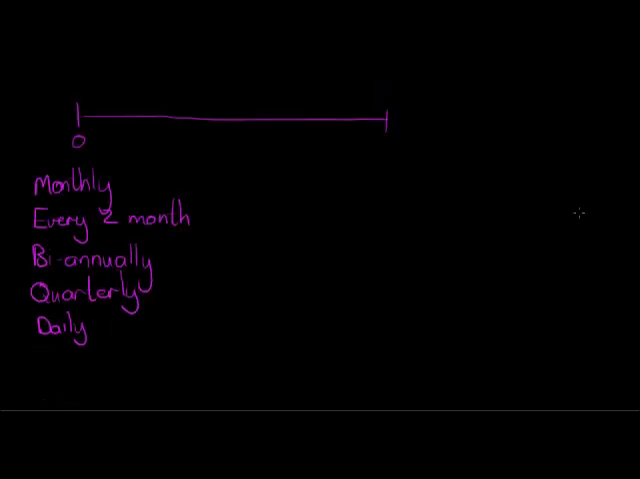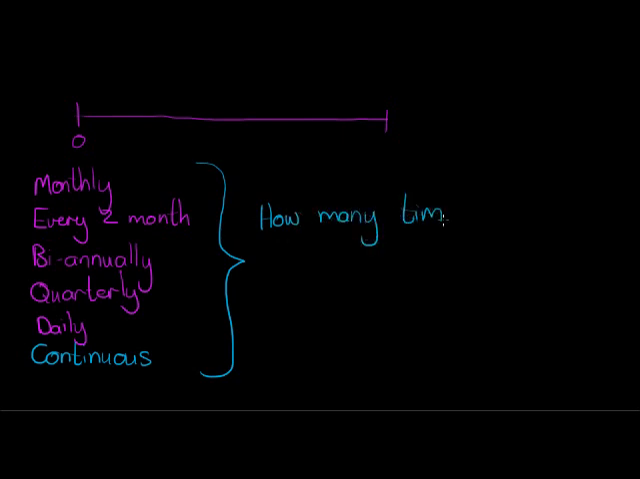And to be honest, and this is a varsity level question, we can even get it continuously. So my money is growing at a continuous rate. Okay, so these are different scenarios. There might be more. I've only looked at a few. But the very important question I have to ask myself is how many times do I get it per year? That is what I need to figure out right off the bat.